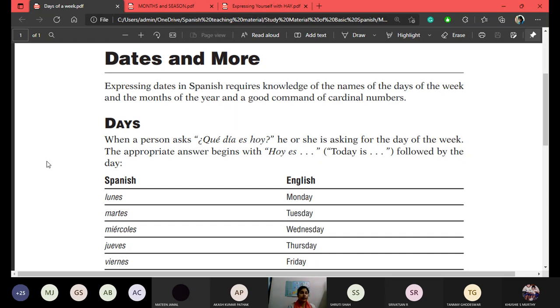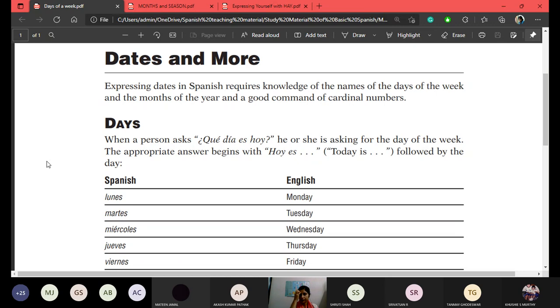For the answer, I add one thing here: you will see the use of es, that is a ser verb. I told you, for date and time, and days also, days included with date, time, month, whenever they are there, we will use the ser verb to describe it. So what day is today? ¿Qué día es hoy? Your answer is hoy es el lunes, el martes, or whatever the day it is.